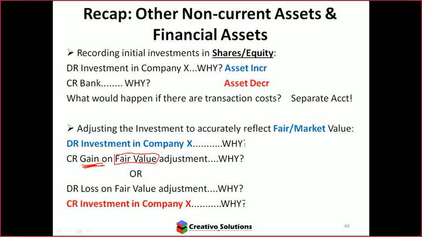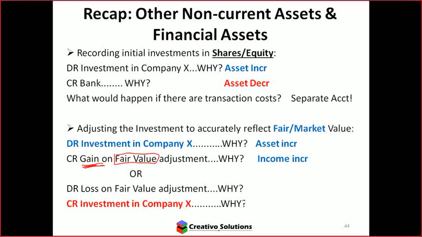Was the investment in company X worthwhile? Yes, it was, because the investment has increased in value. So what happens to the investment account? It goes up. What type of element is that? An asset. Correct. So asset increase, income increase. Happy? Yes. Okay, now try to do that for the last one. Give me the why.